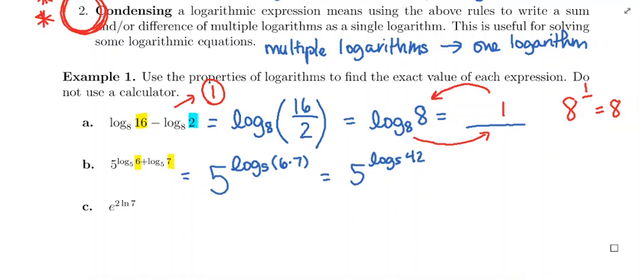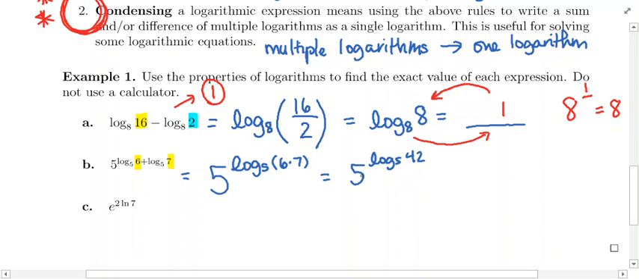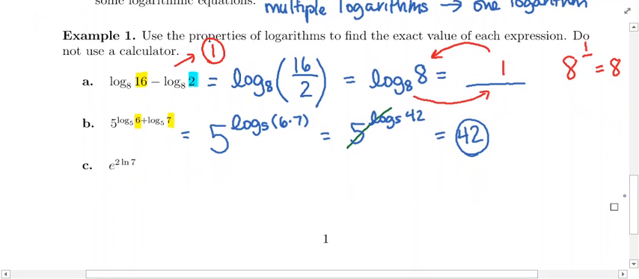At this point we're left with 5 raised to the log base 5 of 42. In an earlier section we talked about how 5 and log base 5 are inverses. So if they're side by side, they're going to cancel. The 42 is going to come down. So that's the answer. This whole thing that looked kind of messy has simplified to be 42. All right, let's try part C.